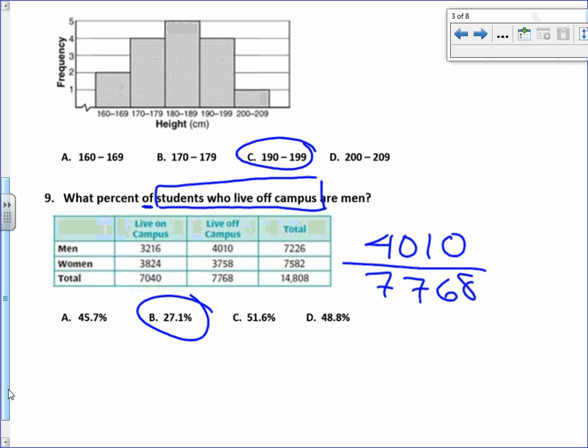Now, this is different from me asking how many of the students are men who live off campus? How many of the students are men who live off campus? Well, how many men live off campus? That's 4010, but I would divide that by 14,808. That's a different question.